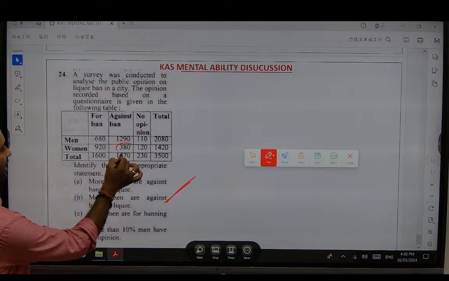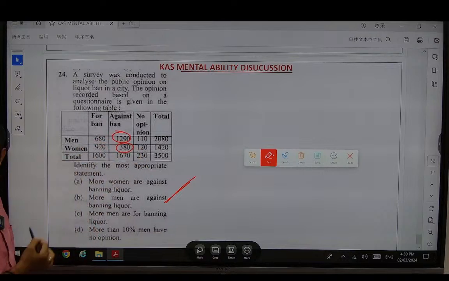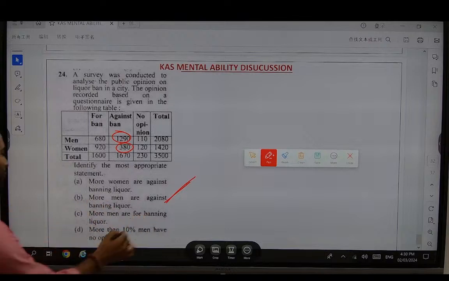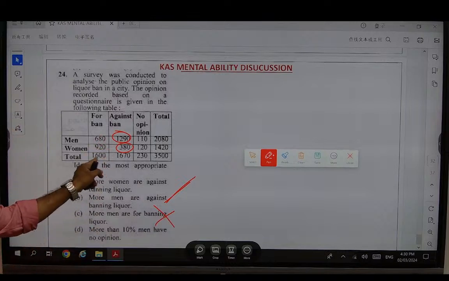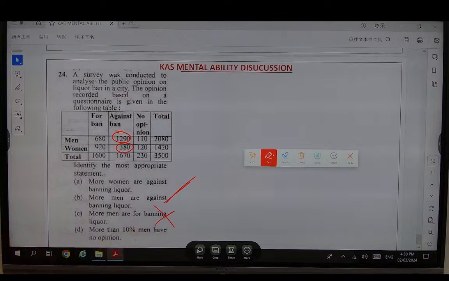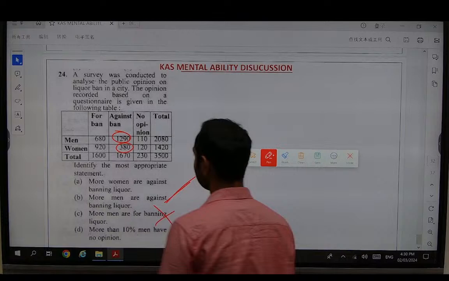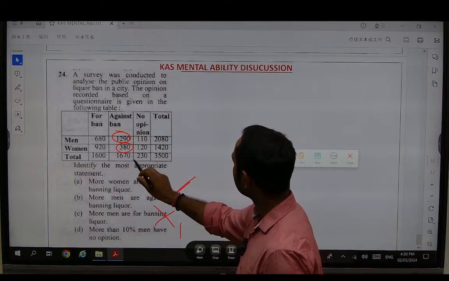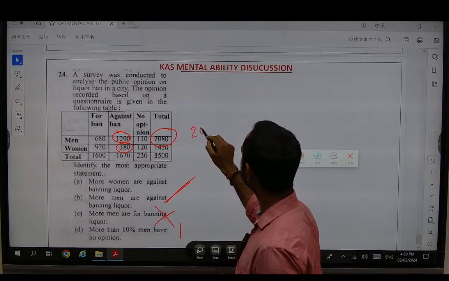So against ban, women are 380, and men are 1290. So definitely more men are against the liquor ban. That is true. See, this kind of question they are giving. More men are for banning liquor. Don't read only. See, for banning, men are 680, women are 920. More than 10% men have no opinion. Completely wrong. So 10%, what is the total men? 280. What will be 10% of this?